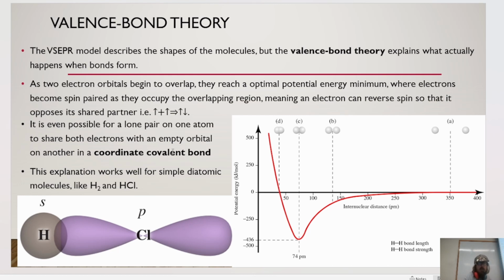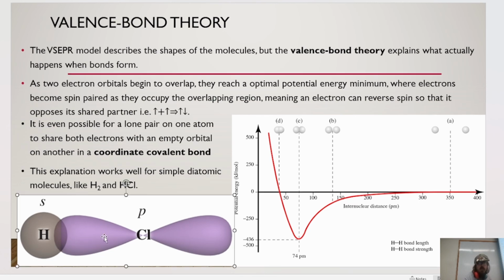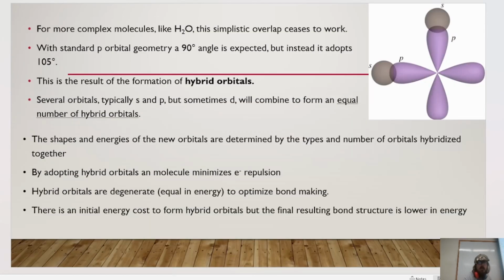But this picture works reasonably well for simple things like H2 and HCl. You can imagine H2, two s orbitals overlapping. That's what we see right there in the C. Or a p orbital on chlorine and an s orbital on H overlapping. And there's the overlap where the electrons are spending time close to both atoms. That works very well for these guys. But it doesn't work for really any other atom.